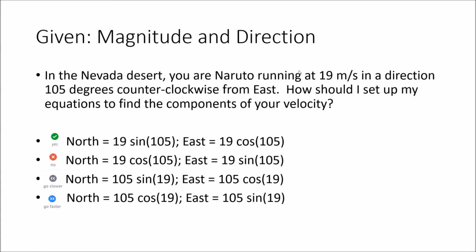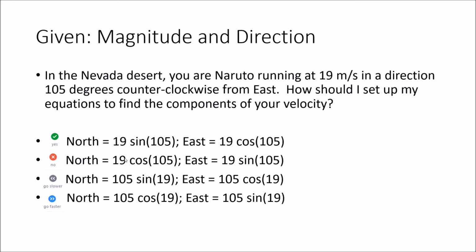I say that you're running in a direction 105 degrees counterclockwise from east. That's how we've been measuring our angles. East is the positive x direction. Counterclockwise is the direction you go around the unit circle. So we actually already have it in the exact format that we would need.